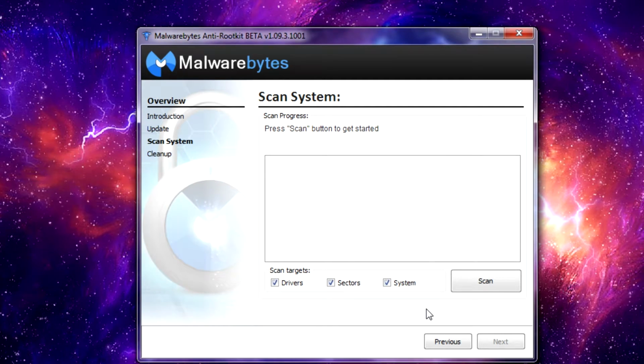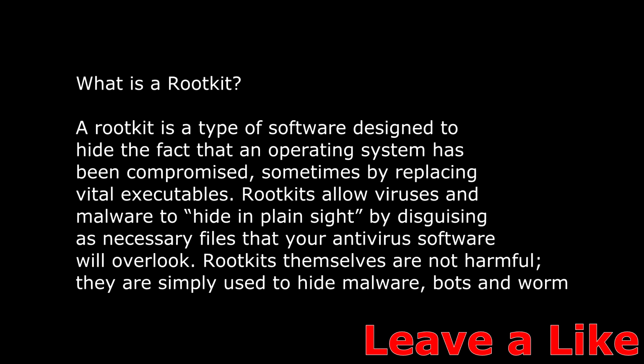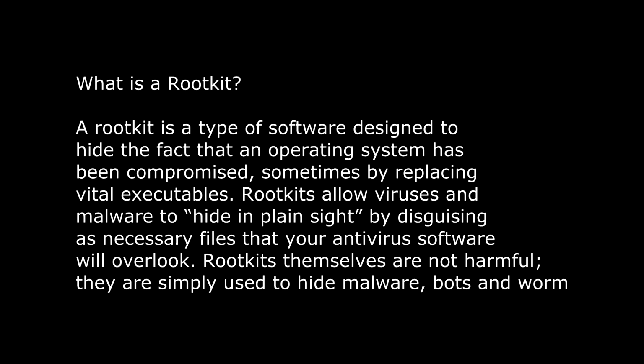So what is a rootkit? A rootkit's a type of software that's designed to hide the fact that your operating system's been compromised. It has an infection on it. Rootkits allow viruses and malware to basically hide in plain sight by disguising the system files that they've taken over to look like regular files. Themselves, they aren't very harmful, but what they do is open up a back door into the system, which makes it so that people can take control of your computer, and it hides malware and bots and worms and things of that nature, and so it makes it harder to detect on your system.